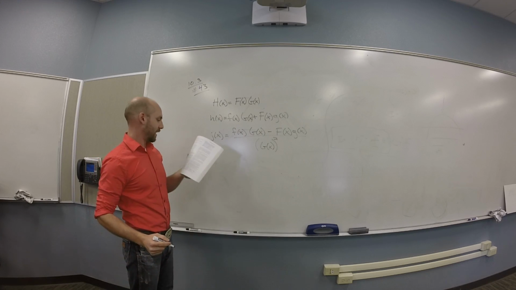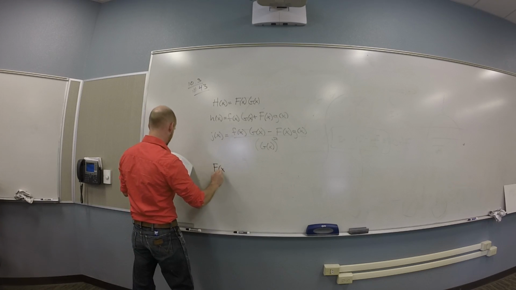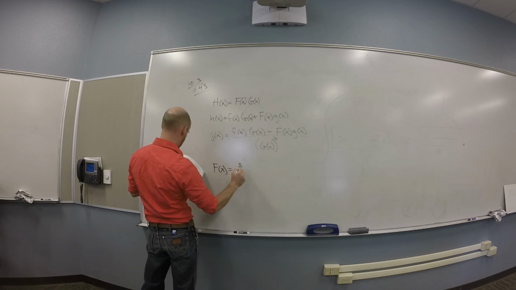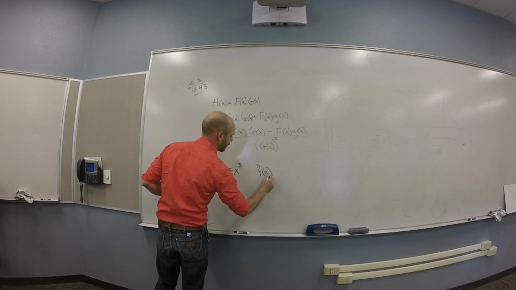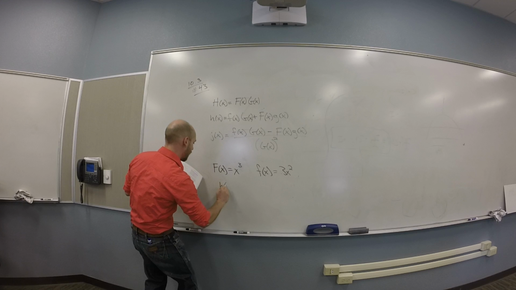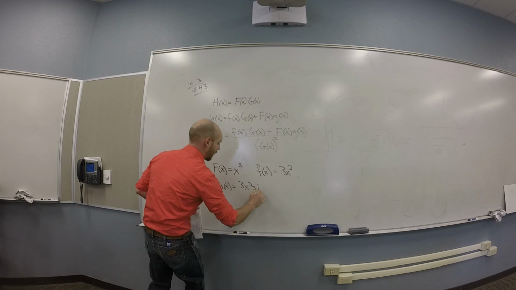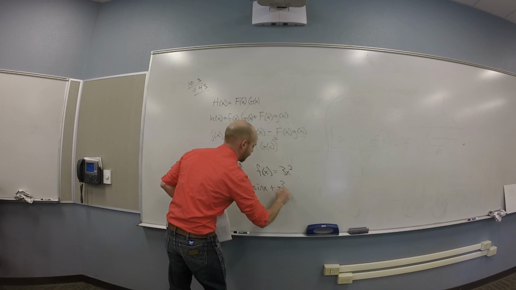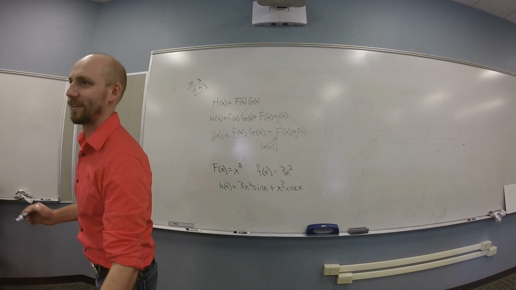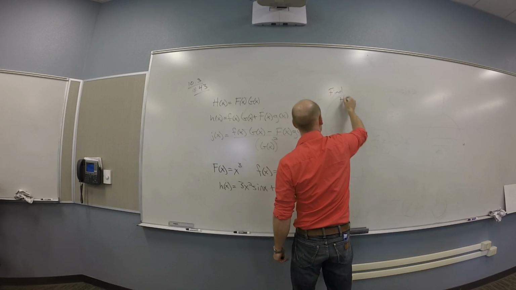Okay. And then they tell me that capital F of x is x cubed. Little f of x is 3x squared. And little h of x is 3x squared sine of x plus x cubed cosine of x. And I'm supposed to find capital H. Just capital H.